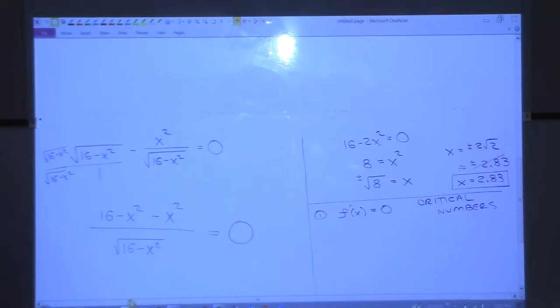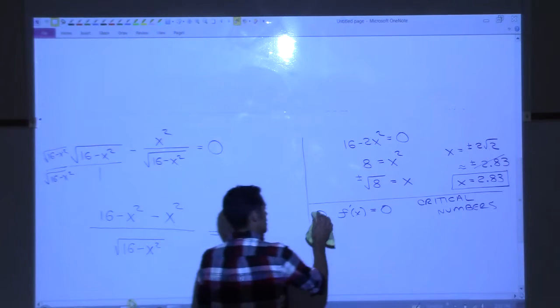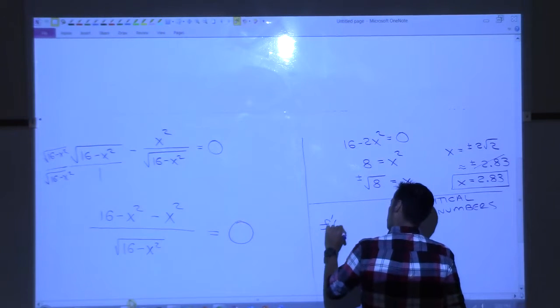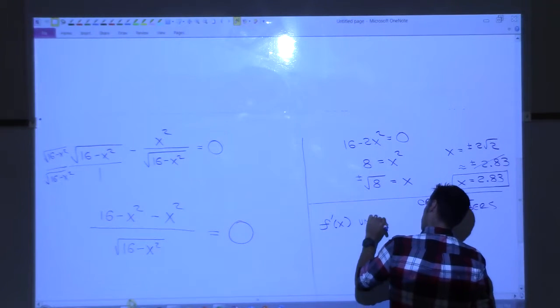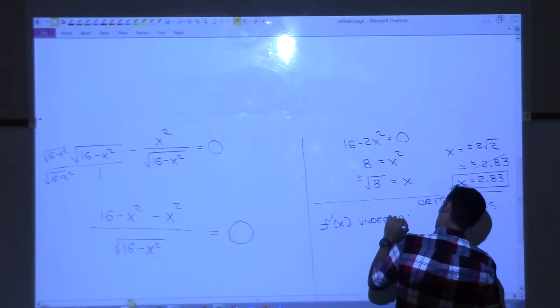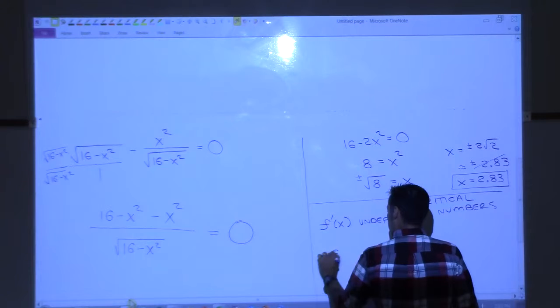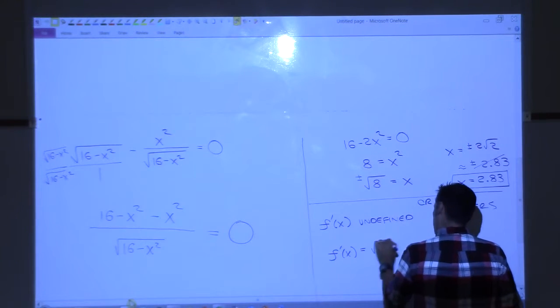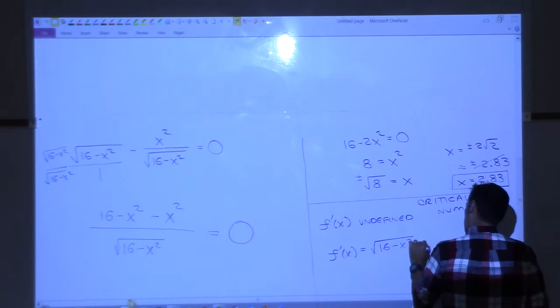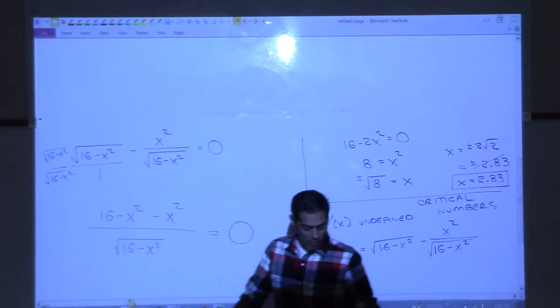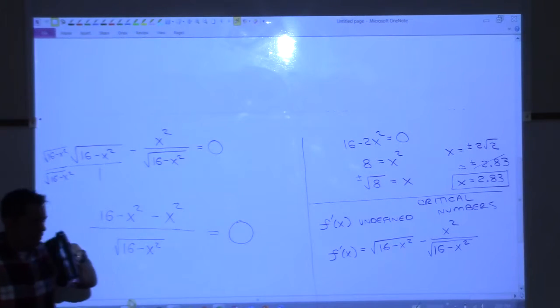Am I done with step 1? No, I need to see where the derivative is undefined. That's my second thing here. So where's my derivative undefined? I erased my derivative, but I'll put it back up here so we can look at it. Our derivative was square root of 16 minus x squared over square root of 16 minus x squared. So what about that? Is that ever undefined?